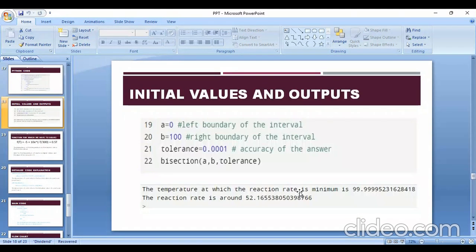These are the outputs which I obtained after executing the above program in my compiler. The temperature at which the reaction rate is minimum is around 99.99 degrees Celsius. The reaction rate is around 52.165.